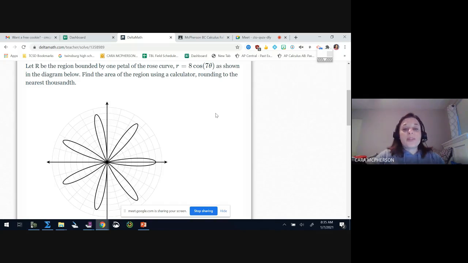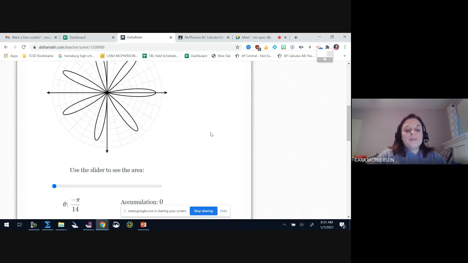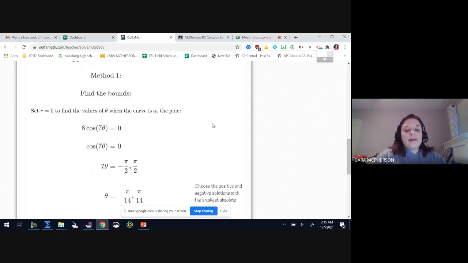So your first step with this is you need to figure out your boundaries. So you need to find what we call a tangent line to the pole. So if I draw a ray that starts right at the pole and goes out, where does it just touch the edge of that petal? So to do that, this one's already totally done in Delta Math. I just wanted to talk you through it.